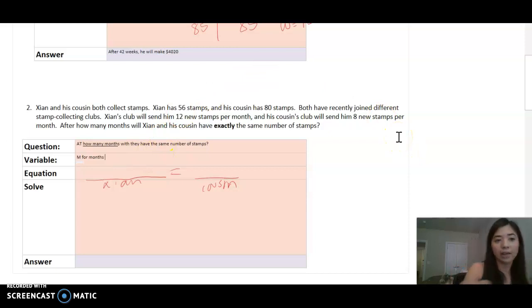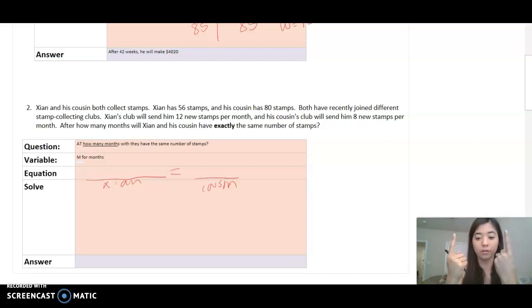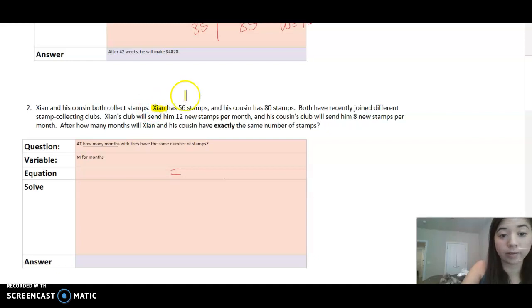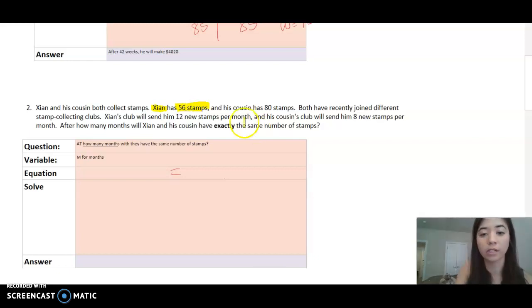All right, so again, the tricky part is the equation. So I told you already, it wants to know when him and then his cousin will have equal amounts. So him equals cousin. So that's how we're going to set this up. So Zion on one side and then his cousin on the other side. So I'm going to highlight all of the things that we know about Zion first. He has 56 stamps. His cousin has 80. I don't care about his cousin right now. Both have recently joined. Zion's club will send him 12 new stamps per month.